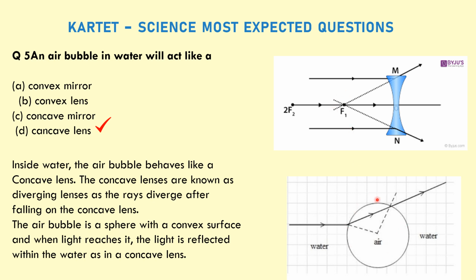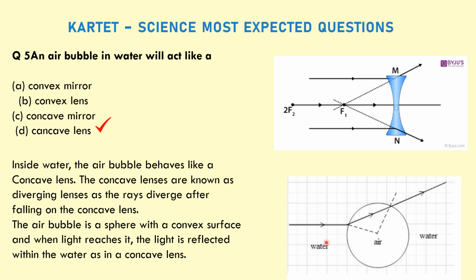Then here the air bubble, the shape of the air bubble, is in the form of a sphere. It will behave like a convex sphere. But here you can observe you have two types of medium. One is water, another one is air.